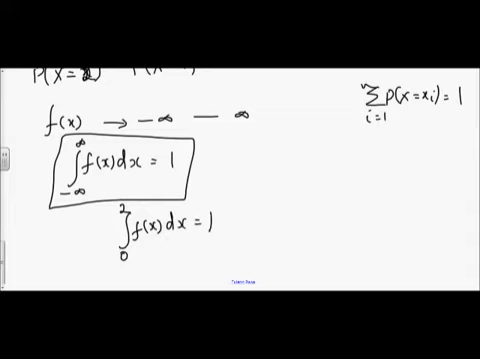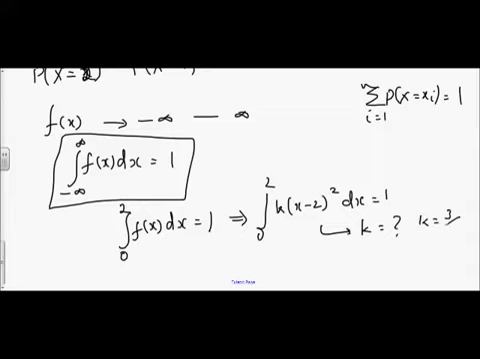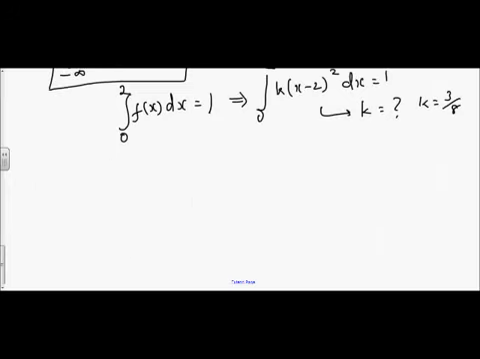So you don't need to consider the other areas of real numbers. It's just 0 to 2. With this you can write it as the integral from 0 to 2 of k times (x minus 2) squared dx equal to 1, and you can actually find the value of k. If you find the integration, and I'm not going to do that here, you can find the value of k to be equal to 3 over 8.